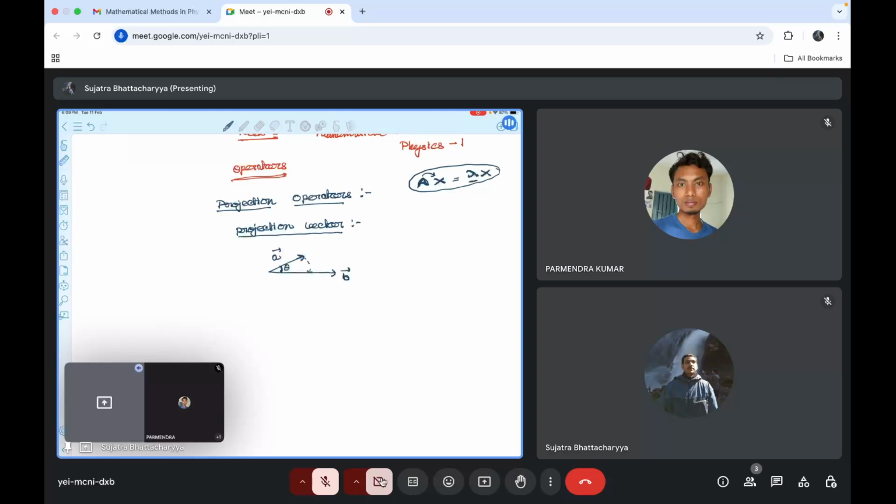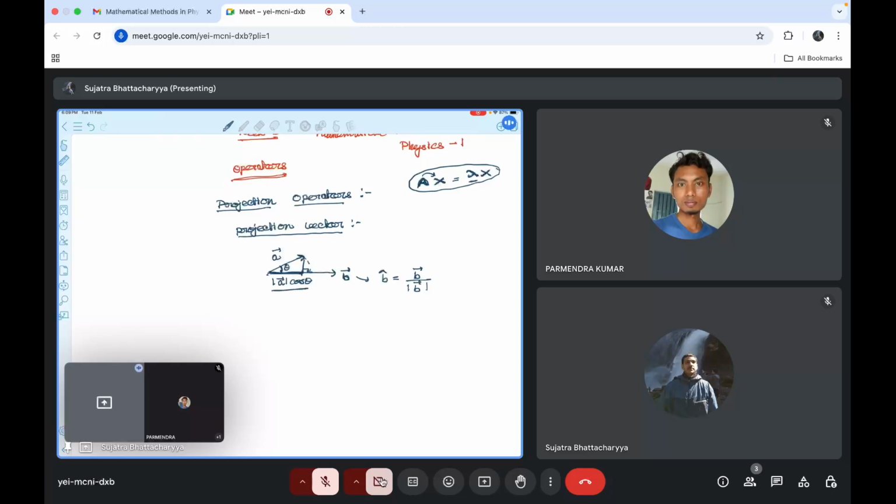Just drop a perpendicular. So this is your A cos theta. Up to this, the magnitude is the magnitude of A times cos theta. Remember, the vector has a direction as well as magnitude; here I'm talking about the magnitude. This distance is the projection in the direction of the B vector. The B vector has a unit vector, B hat, which is the vector itself divided by its magnitude. This is the unit vector definition we all know. In the direction of that unit vector, this is the magnitude we are getting.